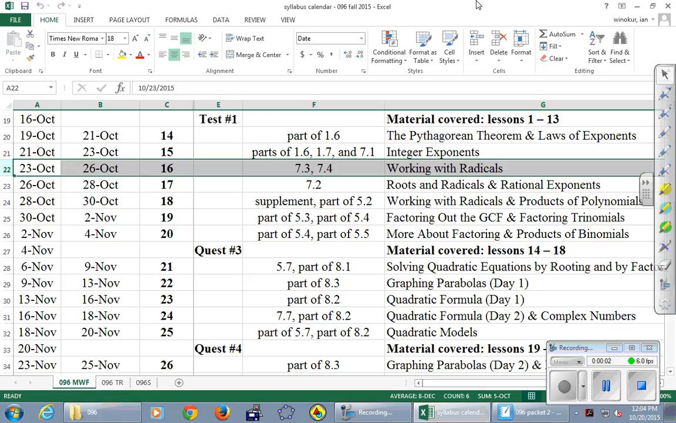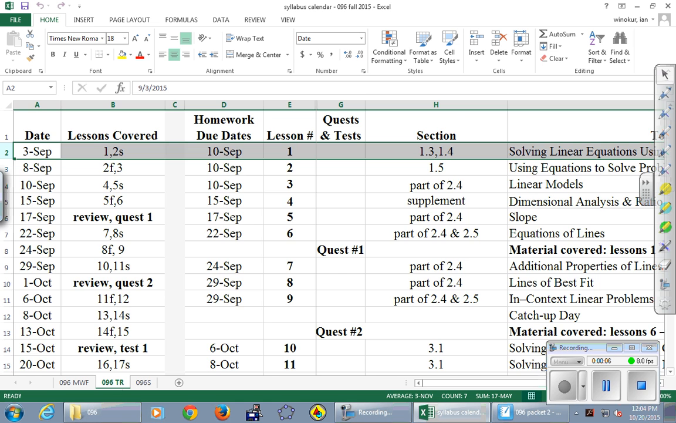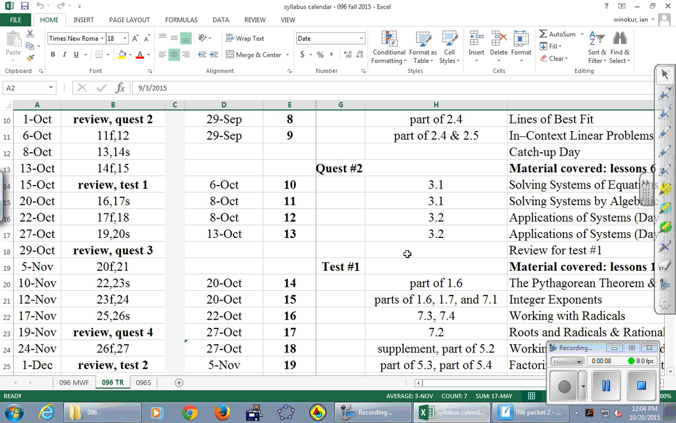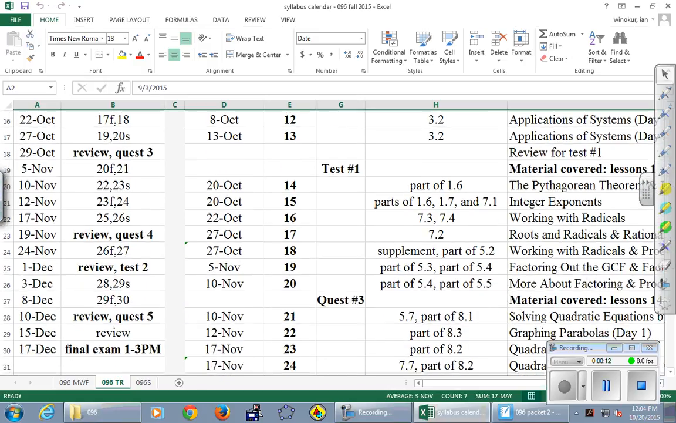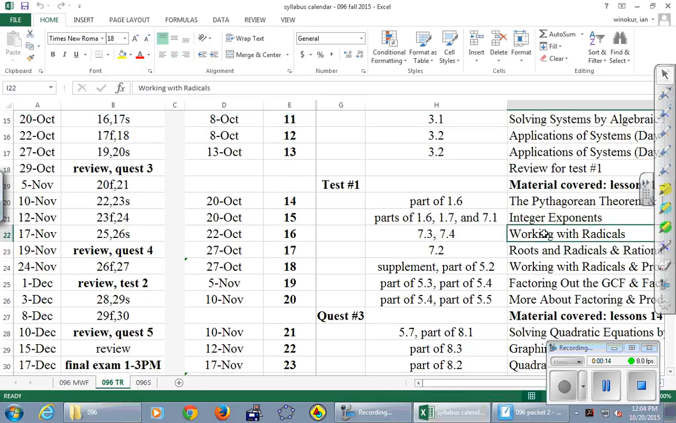Okay, so in this class, we are going to cover all of lesson 16, and then we'll start lesson 17. Lesson 16 is right down here. It's called Working with Radicals. So we'll do that, and then all the activity stuff, and then we'll come back together and do the demo for lesson 17, which is roots and radicals.